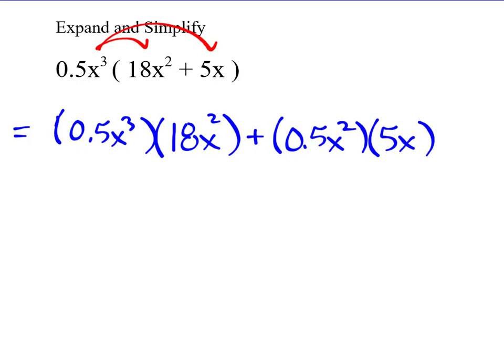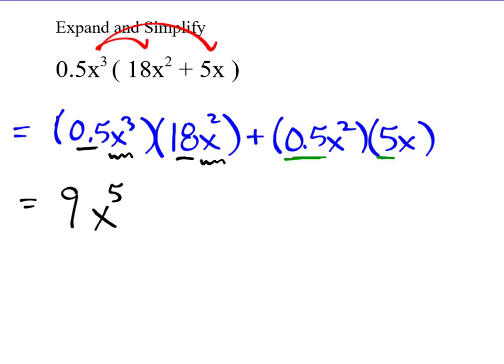Okay, now I have to go really slow here. These numbers will play together, so 0.5 times 18, or half of 18, is 9. And now x cubed times x squared. We have to use our exponent rules. We're multiplying powers, so we're going to add the exponents. Okay, we're mixing a lot of things up here. That's what makes this stuff tricky.